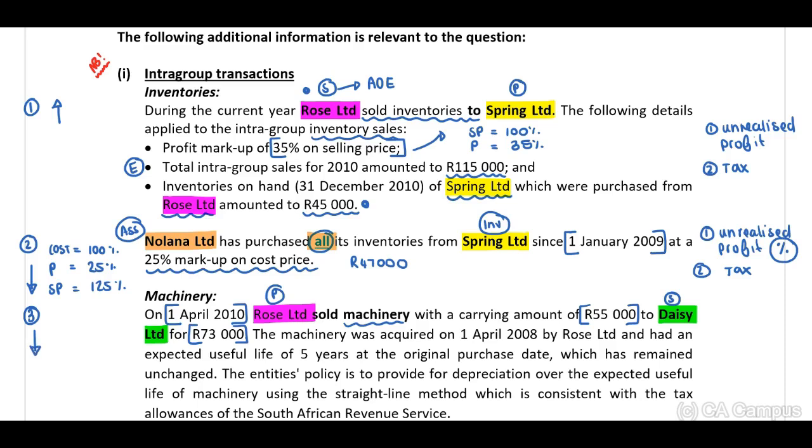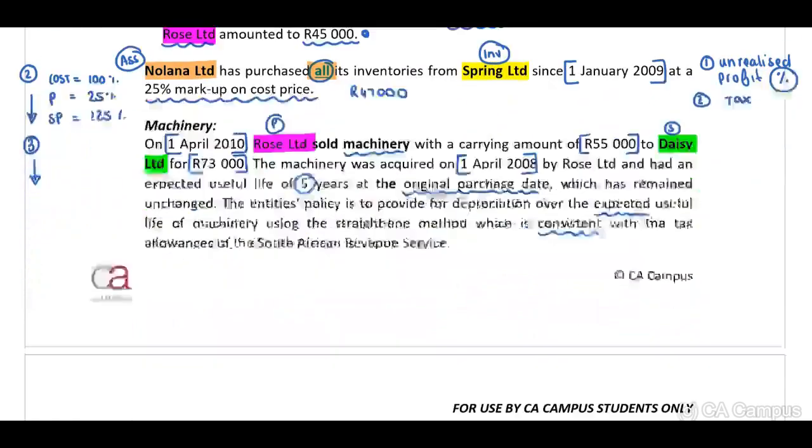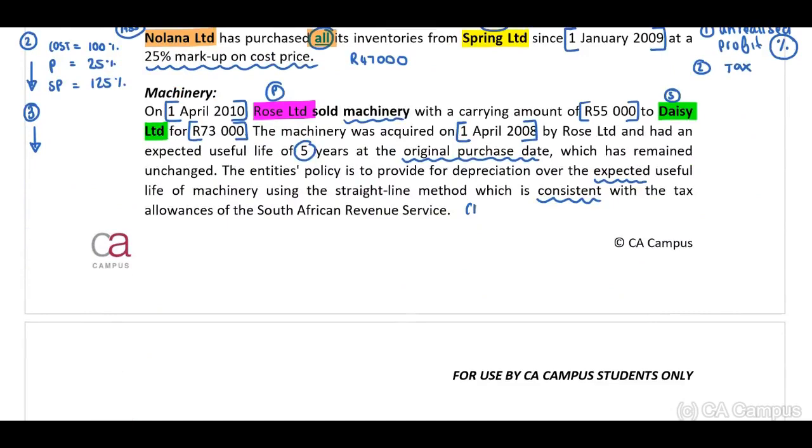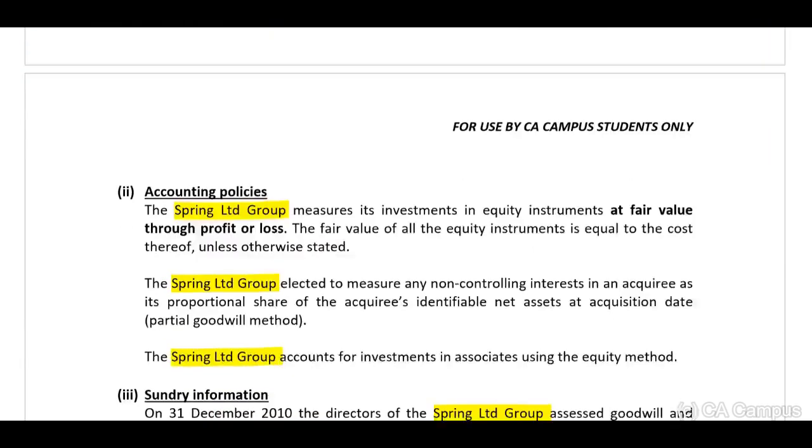The machinery was acquired on 1 April 2008 by Rose and had an expected useful life of 5 years at the original purchase date, which has remained unchanged. The entity's policy is to provide for depreciation over the expected useful life of machinery using the straight line method, which is consistent with the tax allowance of the South African Revenue Service. Therefore, you can identify that the carrying amount will equal the tax base. There will not be any deferred taxes.